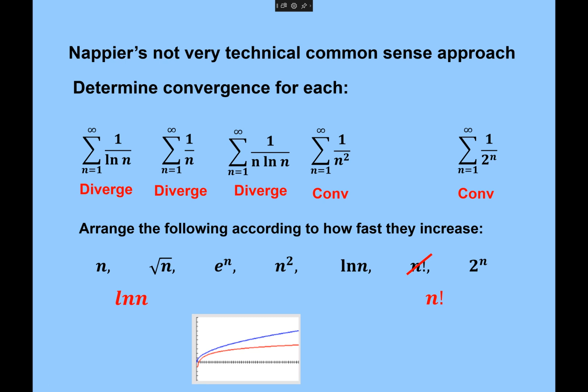Factorial. That's the fastest, right? We'll put that on the far right. Which one's the slowest? Is it natural log or is it square root? Remember how we drew them up here? Which one was slower? Wasn't natural log slower than square root? Do you remember? We said natural log, remember that? So natural log's the slowest. N factorial is the fastest.